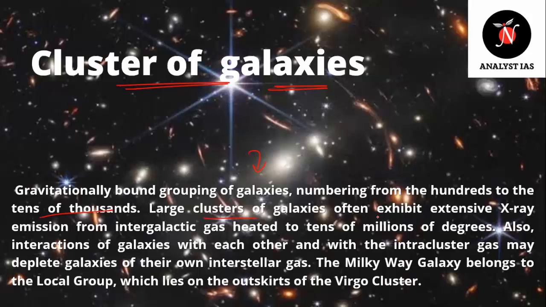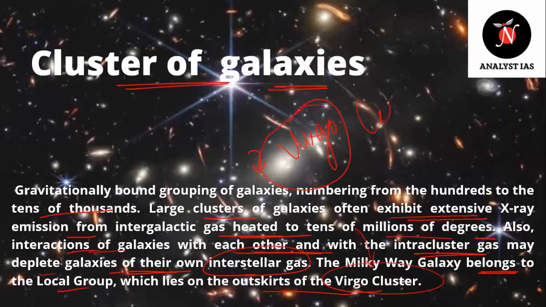Large clusters of galaxies often exhibit extensive X-ray emission from intergalactic gas heated to tens of millions of degrees. Also, interactions of galaxies with each other and with intra-cluster gas may deplete galaxies of their own interstellar gas. The Milky Way galaxy belongs to the Local Group, which lies on the outskirts of the Virgo cluster. So our galaxy lies on the outskirts of the cluster called Virgo. So we are part of the Virgo cluster, right?